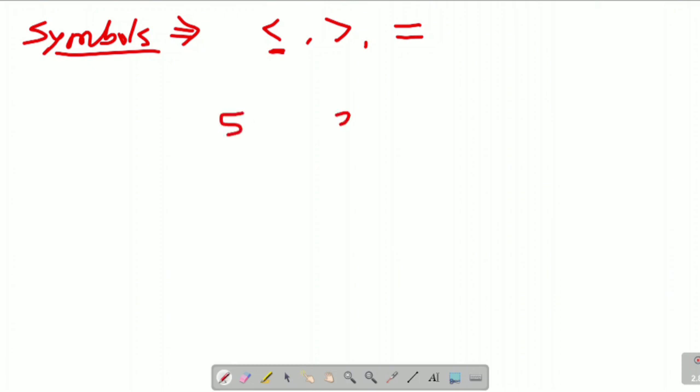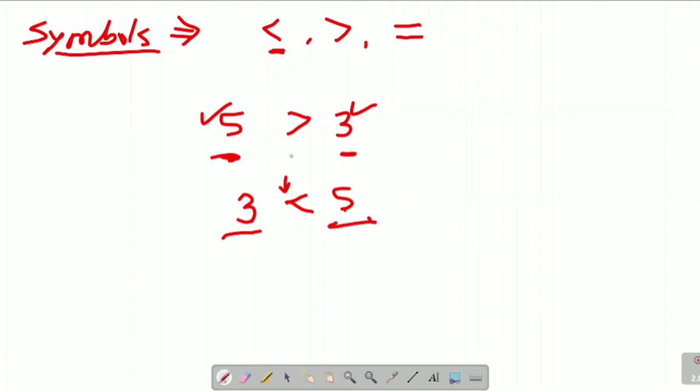For example, 5 and 3. On the left side you can see it is 5 and on the right side it is 3. So 5 is the greater number and 3 is the smaller number. So here we will use the symbol. In this condition 3 is smaller and 5 is greater, so just use this symbol. This point shows that it is the smaller number. So 3 is smaller than 5, and in the first one you can see 5 is greater than 3.